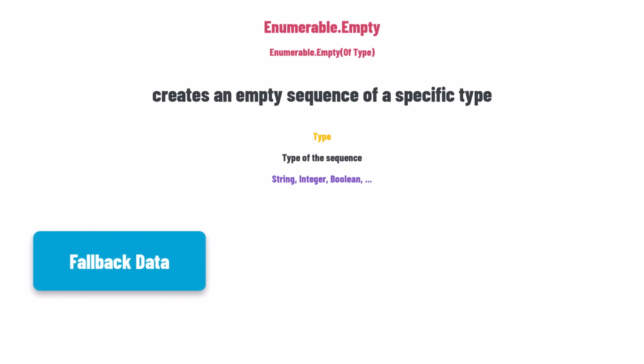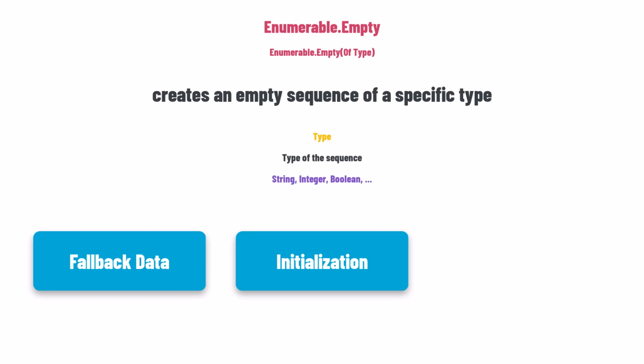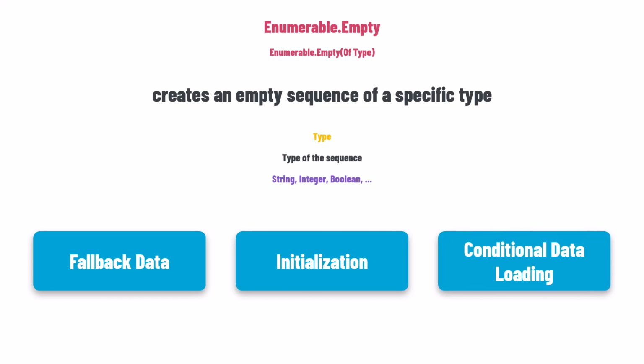Some use cases are extracting data from external systems where, in the absence of data, returning an empty sequence is preferable to null or an error. Starting with an empty list before populating it from various sources to maintain type consistency. Loading data conditionally, where the default set is empty. That's everything about the Empty method.